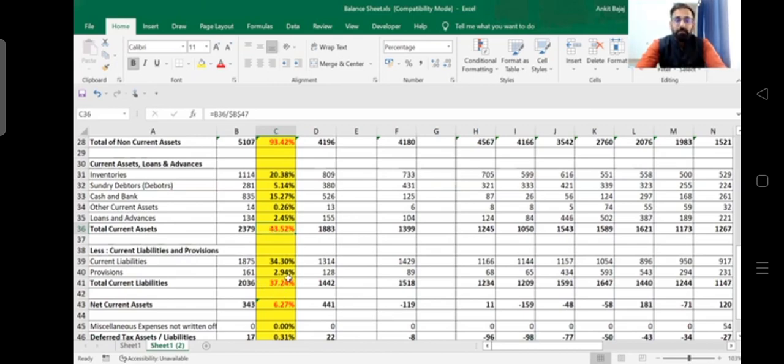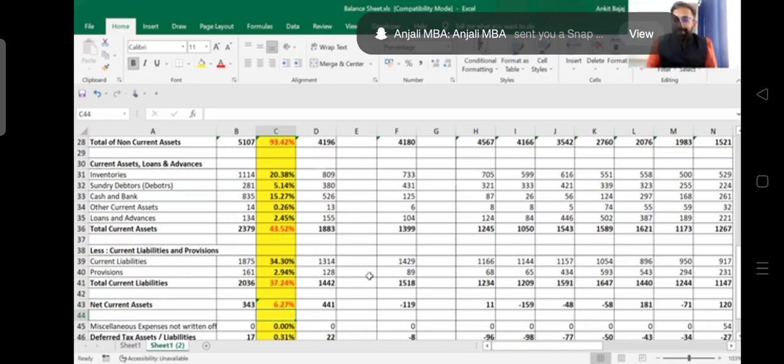But what is the company able to do? The company is able to finance 37 rupees from current liabilities, right? So there is a requirement of 43 rupees, but the company is able to manage its finances by taking small loans or some credit from their suppliers, and they are able to manage 37 rupees. So what is the net requirement for current assets? The net requirement for current assets is 6 rupees only. Are you able to understand?